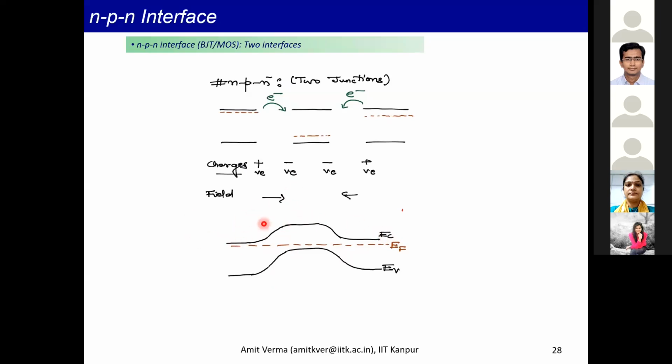With VGS or VBE, you control this barrier height. So when you switch it on, you apply VBE or you apply VGS greater than V threshold, this barrier becomes smaller and you can inject carriers from the source or from the emitter into the channel. And when you make this barrier high, of course, the injection stops. So these are the on and off states of the device.